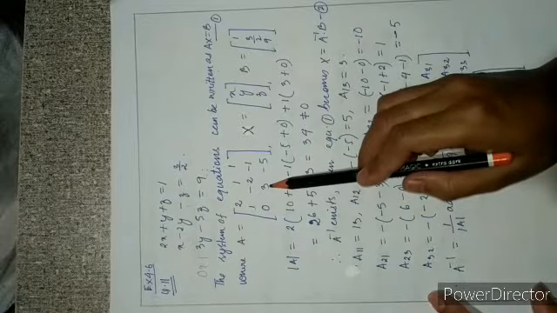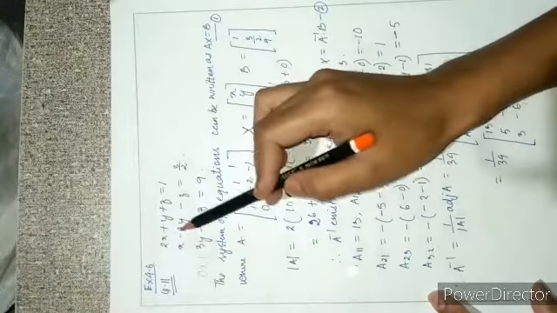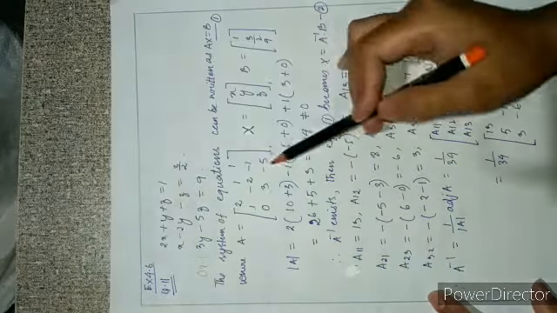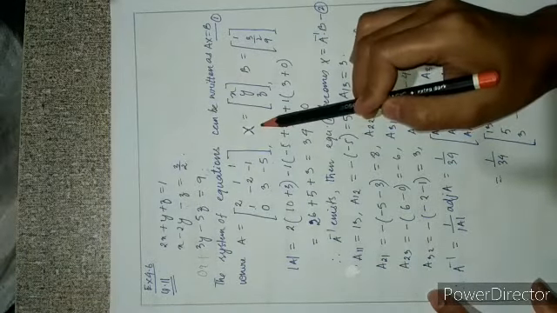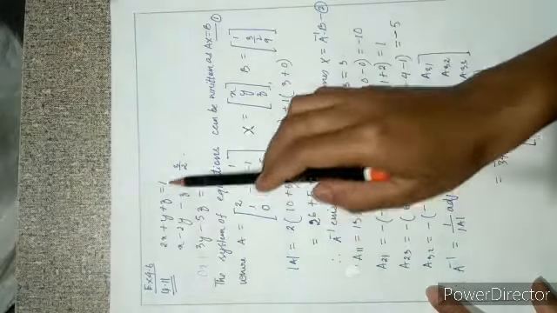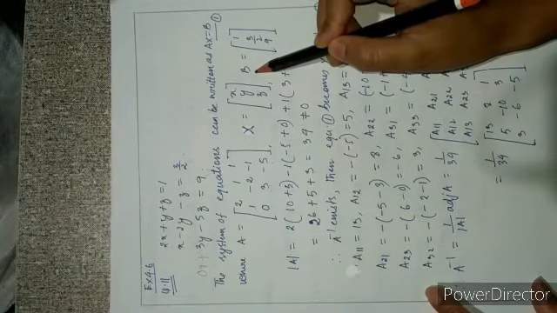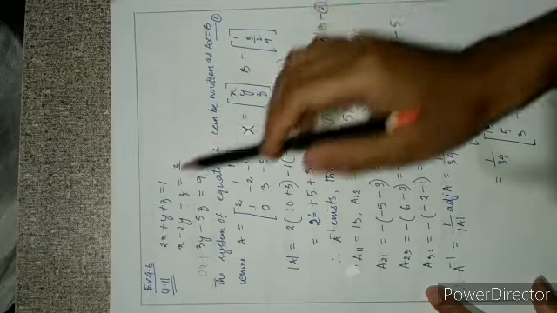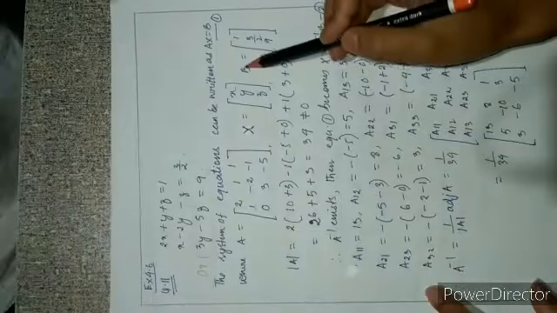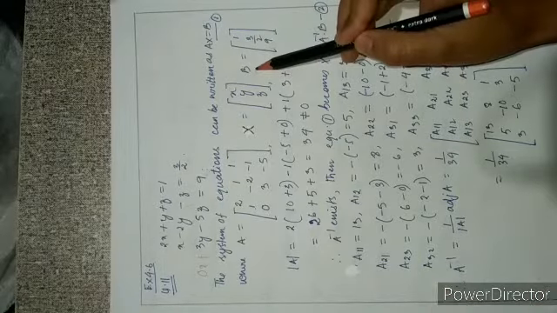Then write the coefficients of y: 1, minus 2, and 3. Then the coefficients of z are 1, minus 1, and minus 5. Then write capital X. Capital X is the column matrix formed by the variables. The variables are x, y, and z. Then write capital B. Capital B is the column matrix formed by the constants given on the right hand side. The values are 1, 3 by 2, and 9. These are the values of this column matrix B.